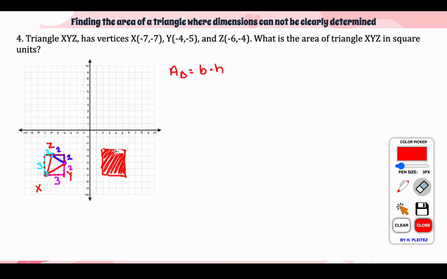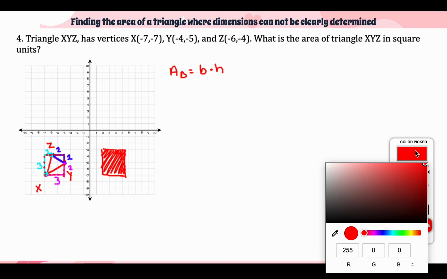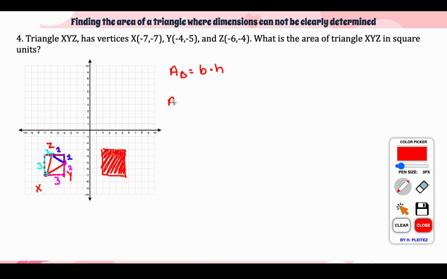So we'll start, and you know what? I'm going to leave it all shaded so you guys can see an idea of what's going on. First, let's find the area of the square that we've created. If we redraw it, it has side lengths of 3, 3, 3, and 3. The area of a square or rectangle is length times width, which in this case is 3 times 3, giving us 9 units squared.